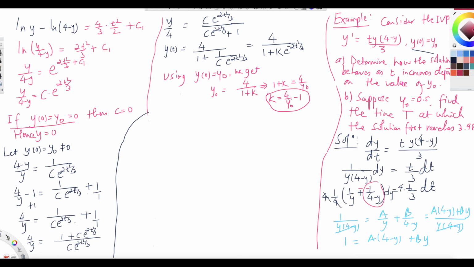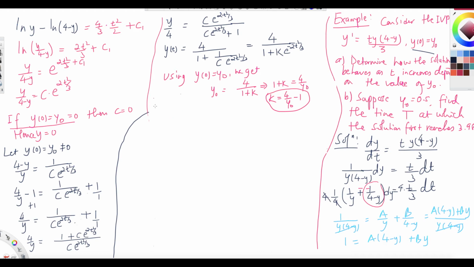assuming that y0 is positive, and if it is between 0 and 4, then k will be positive. Because if y0 is less than 4 but greater than 0, then this quantity will be bigger than 1, and then the whole k will be positive. If k is positive, then the denominator will always be positive, meaning the interval of validity will be all real numbers.